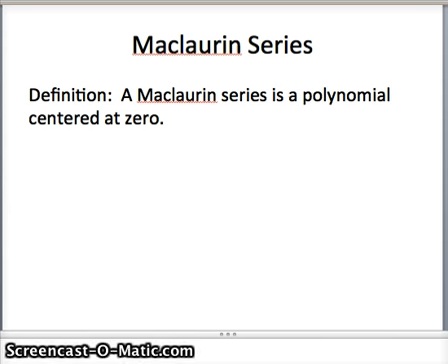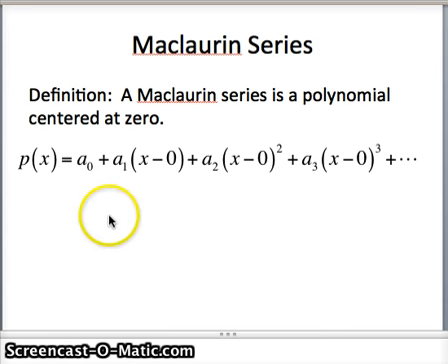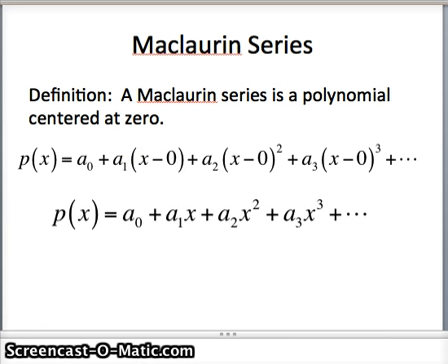A Taylor series is a polynomial that's centered at 0. So what does that mean? a0 is our first coefficient plus a1 times (x minus 0) plus a2 times (x minus 0) squared plus a3 times (x minus 0) cubed. This is centered at 0 because if you plug in an x of 0, all of these terms go away. Now obviously x minus 0 was just x, so we typically write it this way.